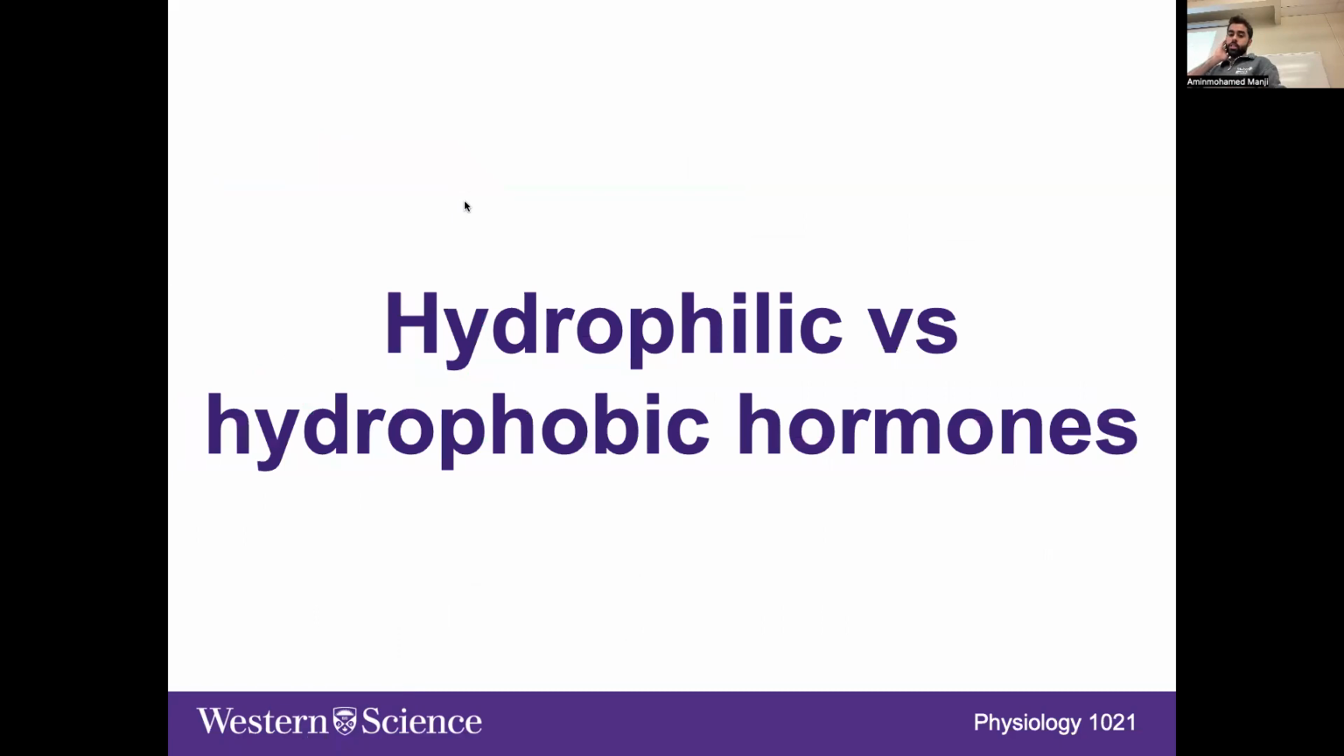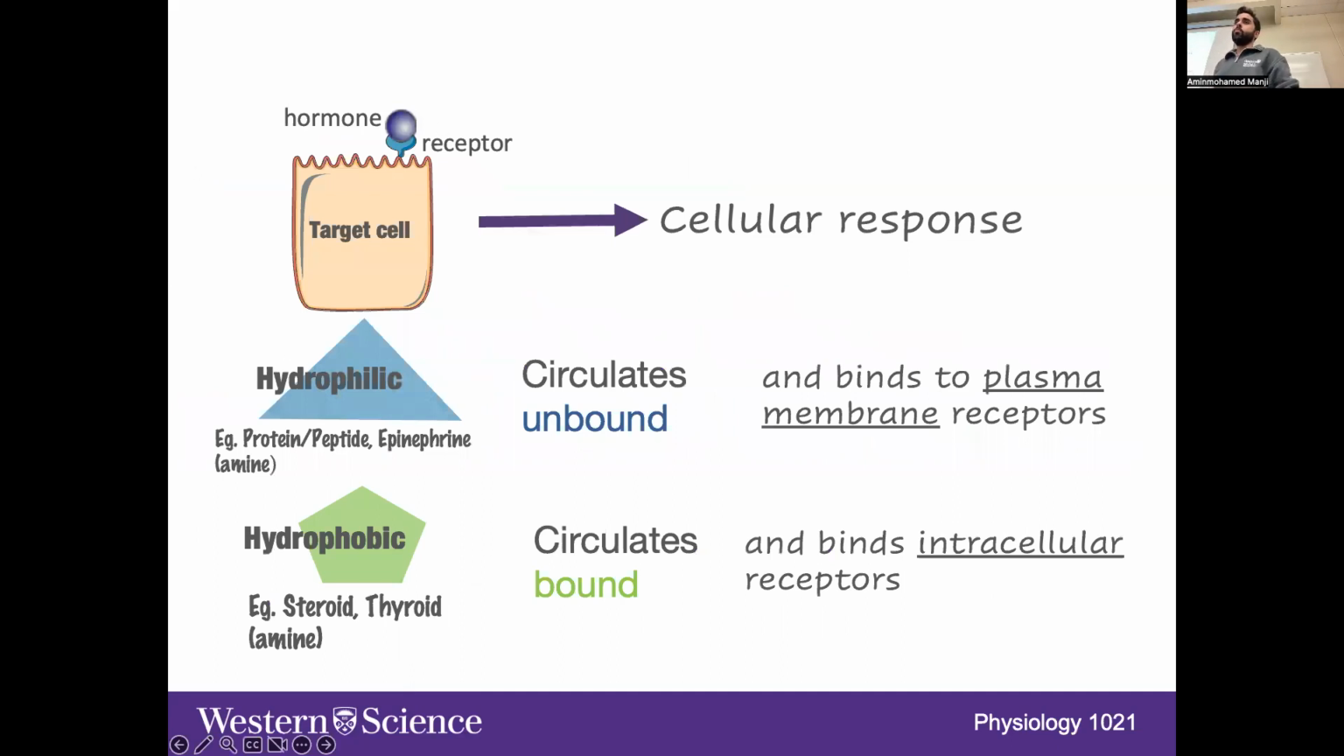Okay, so for this, I decided to just focus on hydrophilic versus hydrophobic hormones. I'm debating whether I go into thyroid hormone and cortisol just for the sake of time here, but we'll see. Again, we can broadly categorize our hormones in two major ways, hydrophilic and hydrophobic hormones. But there are actually four classes of hormones: protein or peptide hormones, that's number one, hydrophilic amine hormones, steroid hormones, and hydrophobic amine hormones.